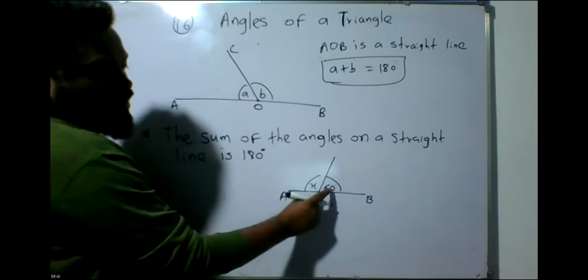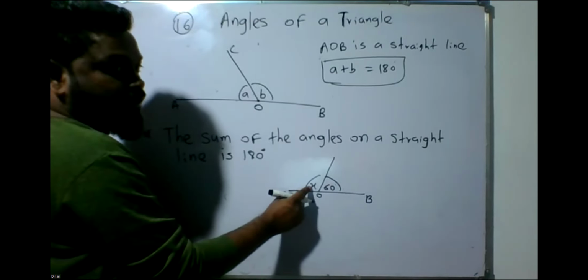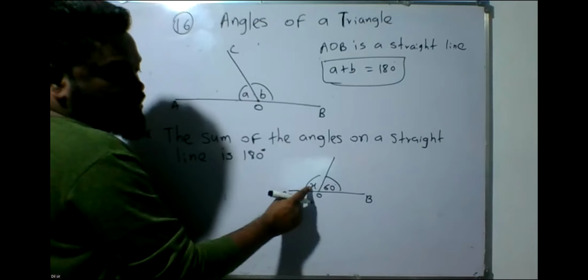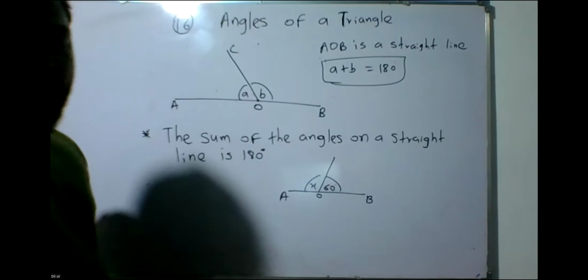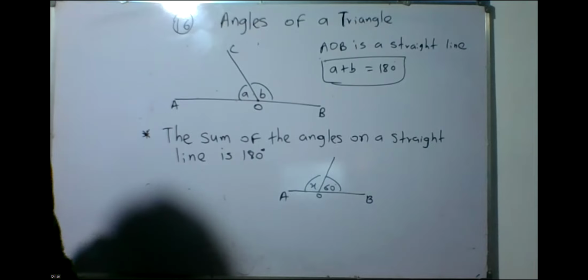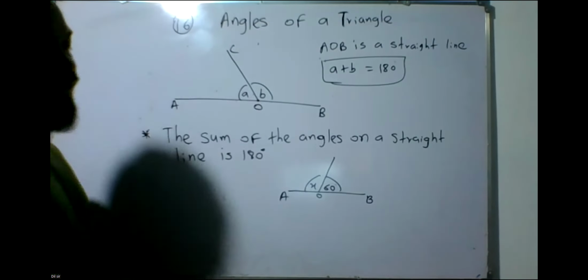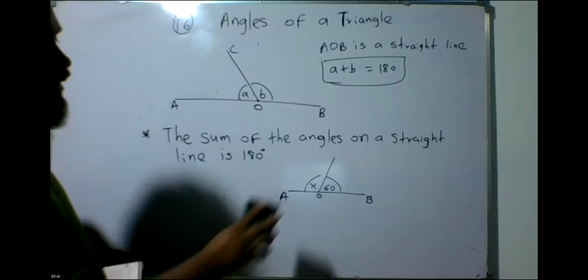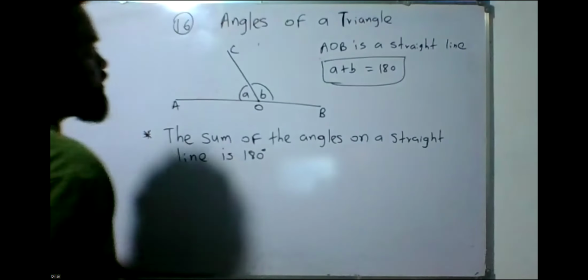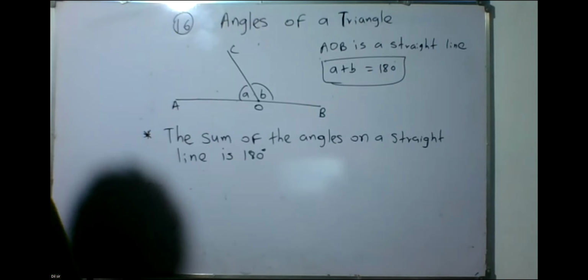Simple, we can take it, right? If this is 60, this should be 120 degrees, because the sum of them should be 180 degrees. One application of this relationship, right? So the first one in the revision is finished. Let's go to the second one.